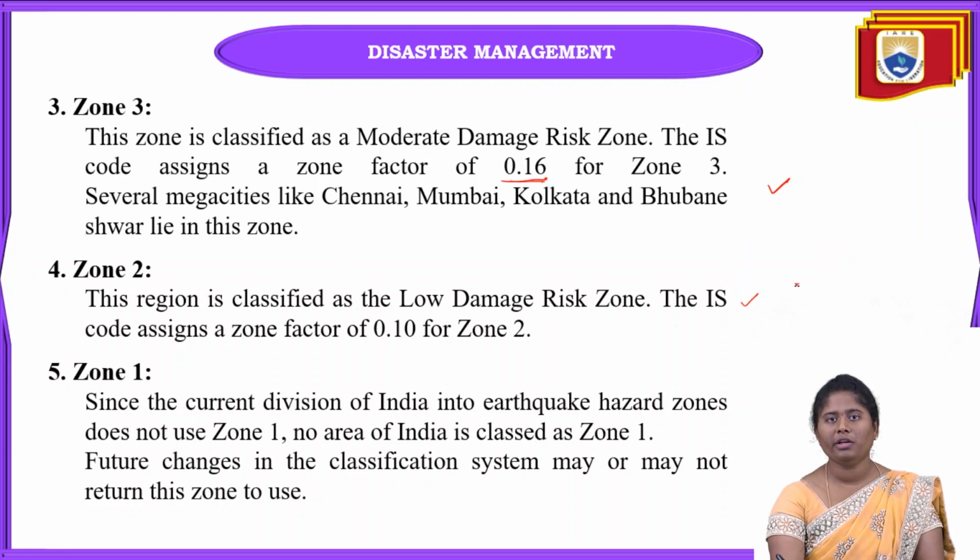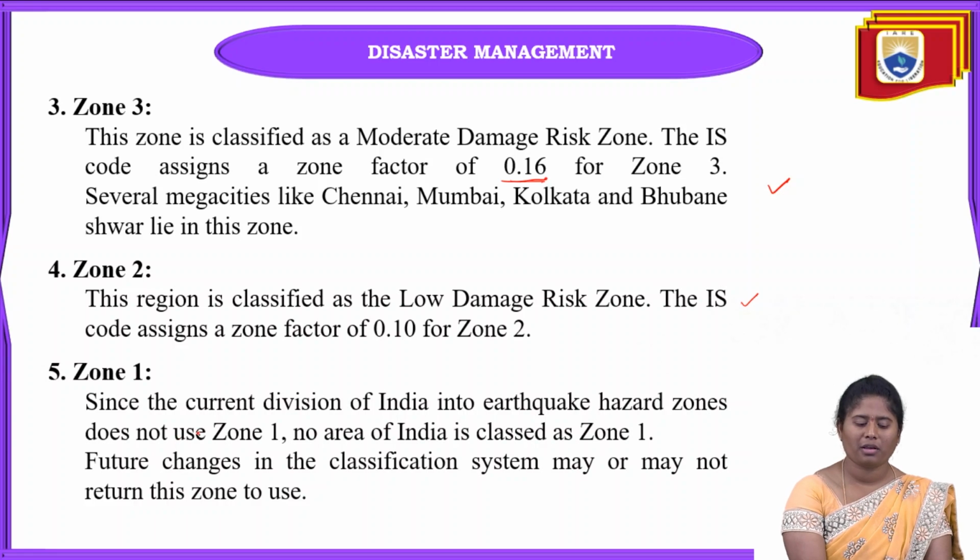From the IS code, its zone factor is 0.10. Some of the southern areas, namely Andhra Pradesh and Telangana, all come under Zone 2 only. And Zone 1, I already told you, there will be no Zone 1 areas in India.